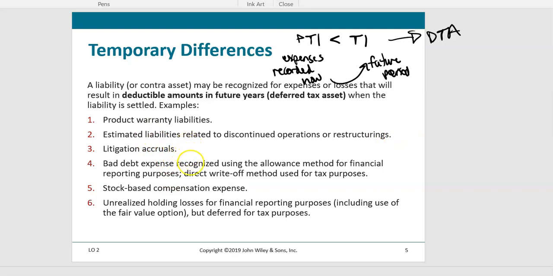losses when we expect to lose a lawsuit, bad debt expense, stock compensation expense, and unrealized holding losses. These are all examples, again, of expenses or losses now under book income or GAAP income that we expect to eventually show up on our tax form later. So we record a deferred tax asset.